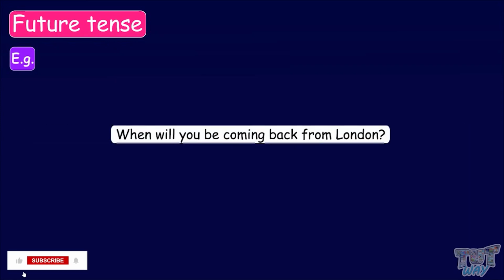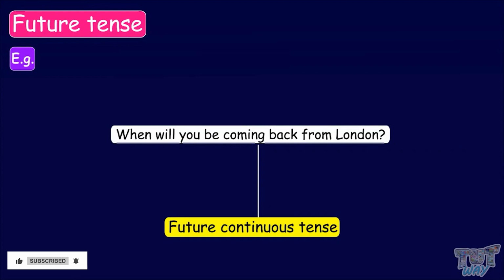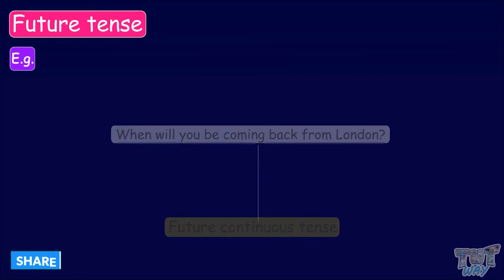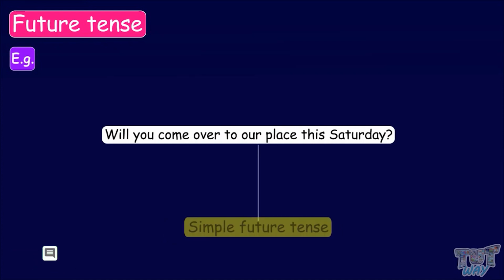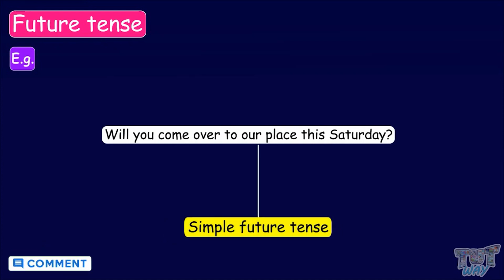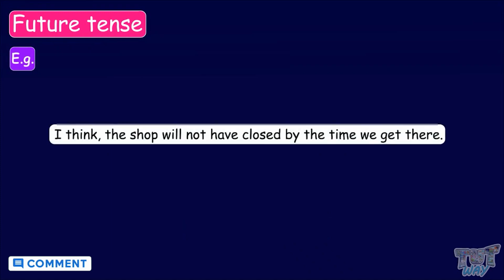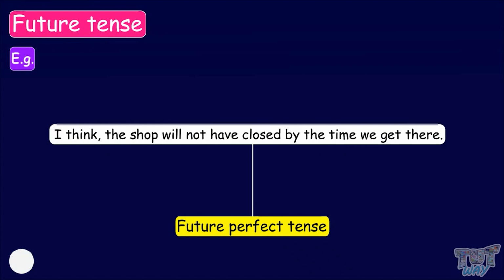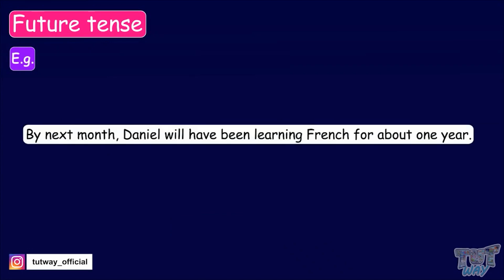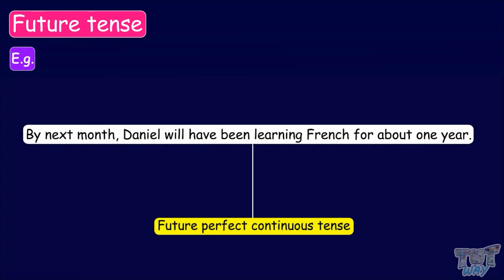When will you be coming back from London? Future continuous tense. Will you come over to our place this Saturday? Simple future tense. I think the shop will not have closed by the time we get there. Future perfect tense. By next month, Daniel will have been learning French for about 1 year. Future perfect continuous tense.